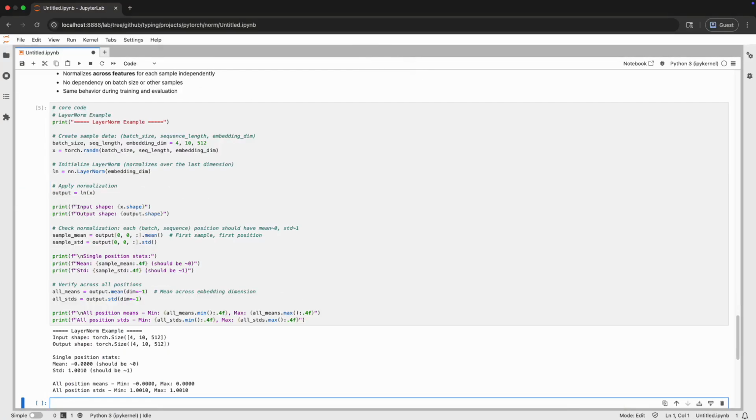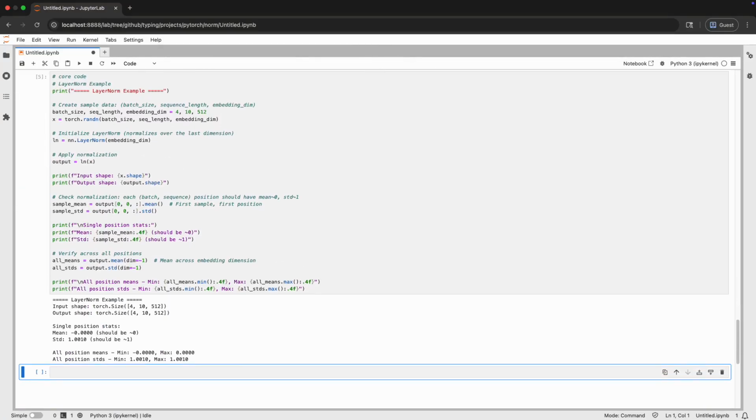Perfect. LayerNorm has normalized each position independently. Looking at a single position, we get exactly 0 mean and standard deviation of 1.001. When we check all positions, they all have the same normalized statistics. This independence from other samples is what makes LayerNorm so powerful for sequence modeling.